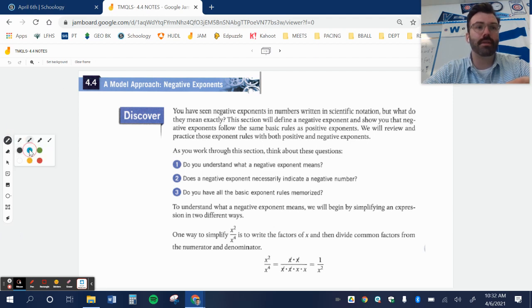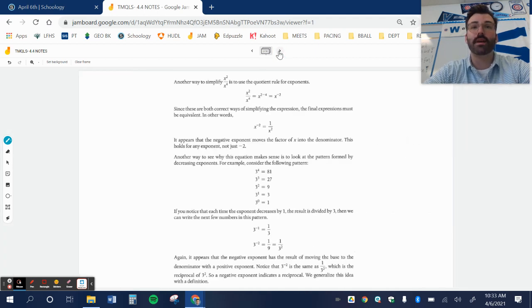Okay, so we're going to talk about the discovered. Today we're talking about negative exponents. Do you understand what a negative exponent means? Does a negative exponent necessarily indicate a negative number? And do we know all the basic exponent rules? Because we're going to continue to practice these basic exponent rules today and, excuse me, next time I see you. All right, so let's talk about it.